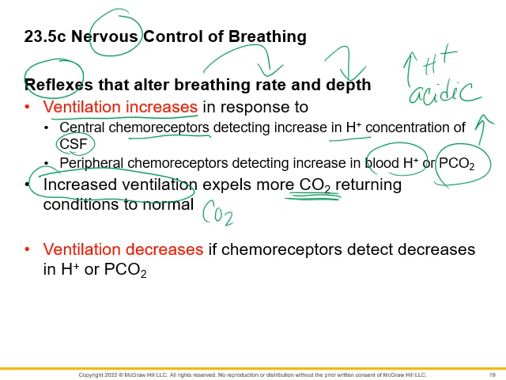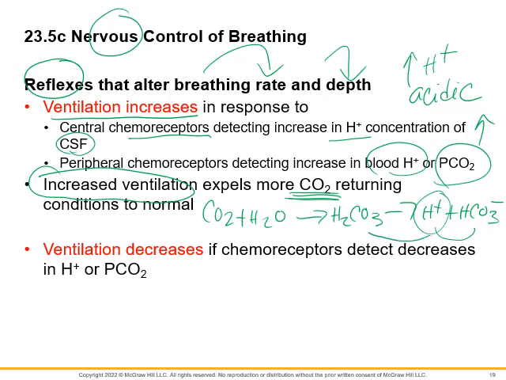So again, let me write that equation down. You think this is going to come back? You think you have to know it for the test? Yes. So is it possible that hydrogen ions can combine with bicarbonate to form carbonic acid, to form CO2 and water, and you could exhale or increase ventilation to expel more CO2?